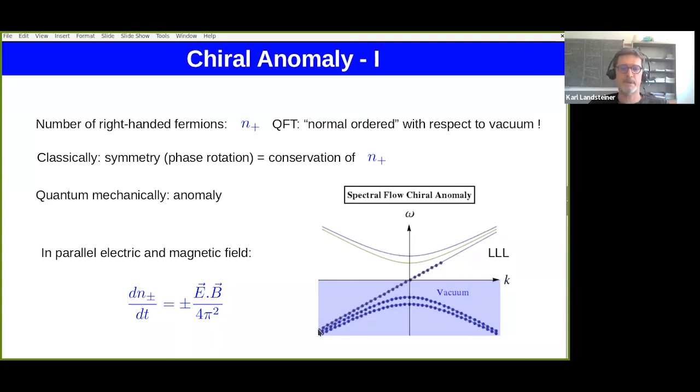So what will happen is you take this infinite Dirac sea in the lowest Landau level and push it to the right, which means that states which formerly you thought were below the vacuum are now pushed out of the vacuum. The whole effect looks, to a quantum field theorist who is introducing a normal ordered vacuum, like particle creation out of the vacuum, out of nothing. You can apply a simple counting rule and you find that the number of states created in parallel electric and magnetic fields per unit time is given by this formula. And that's a very physical picture of what the anomaly does for chiral fermions.